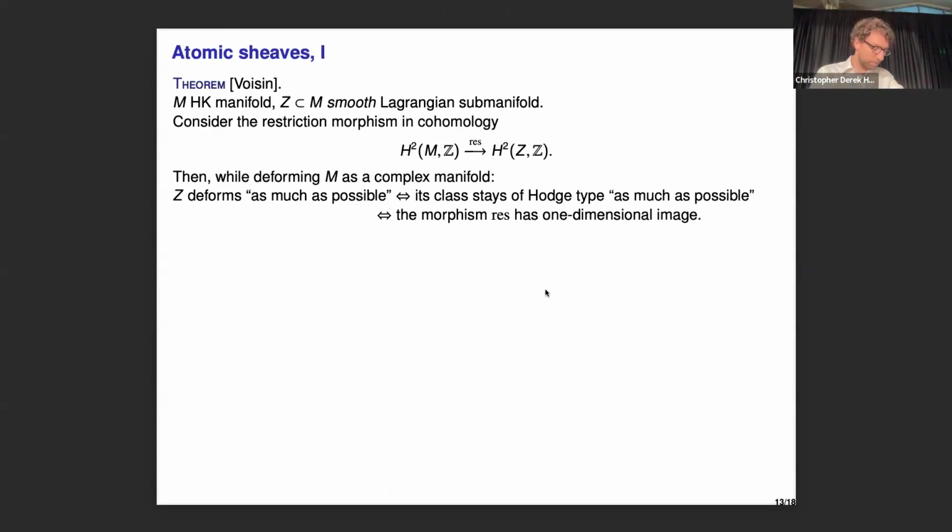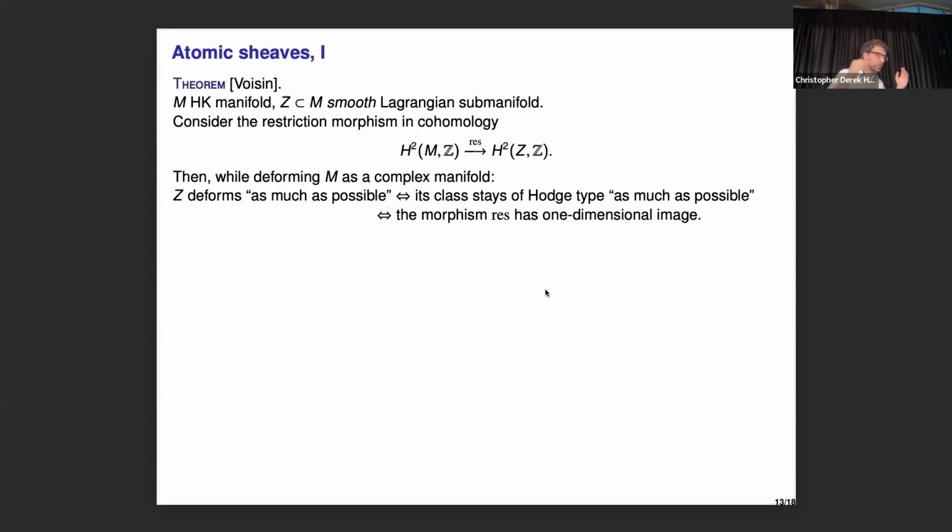Let me first make an analogy. The analogy is the following theorem by Voisin, which is a fundamental theorem for studying Lagrangian varieties. She says the following thing. I take a hyper-Kähler manifold, I take a smooth Lagrangian manifold. How can I deform them? And what she proves is that you can deform as much as you want.